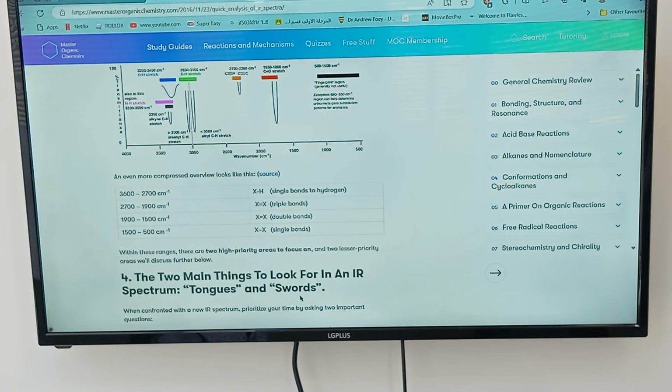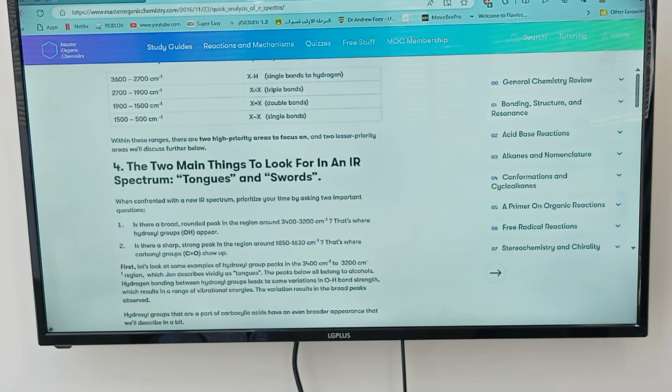The two main things to look for in an infrared spectrum are tongues and swords. What does that mean? When we are confronted with a new infrared spectrum, prioritize your time by asking two important questions. Is there a broad rounded peak in the region around 3400 to 3200? That's where hydroxyl groups appear.